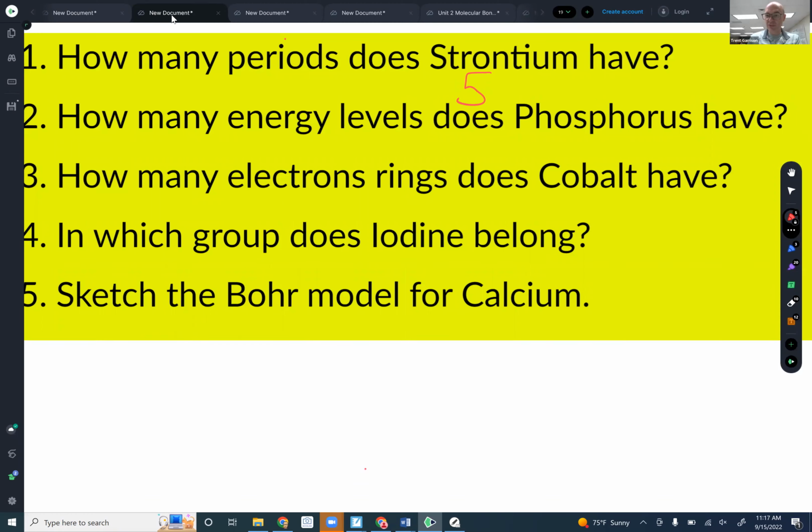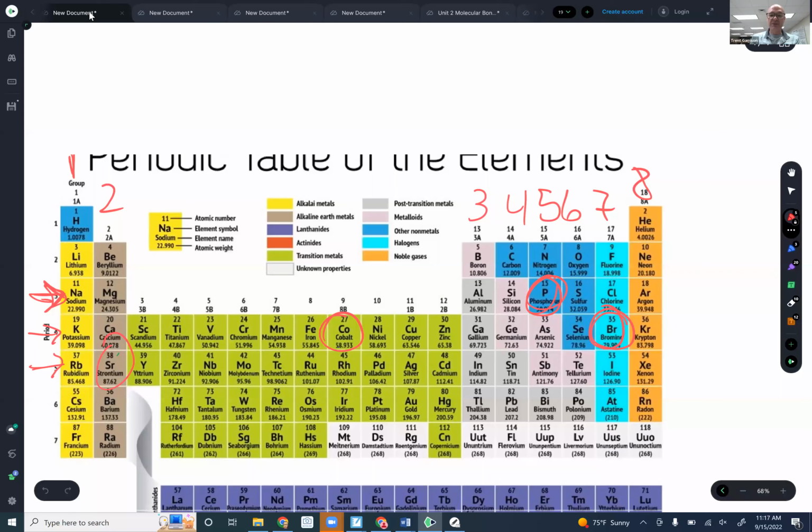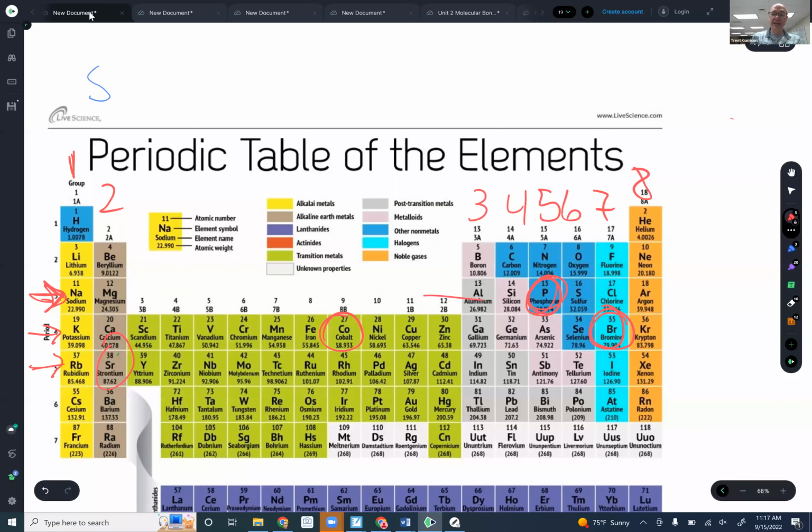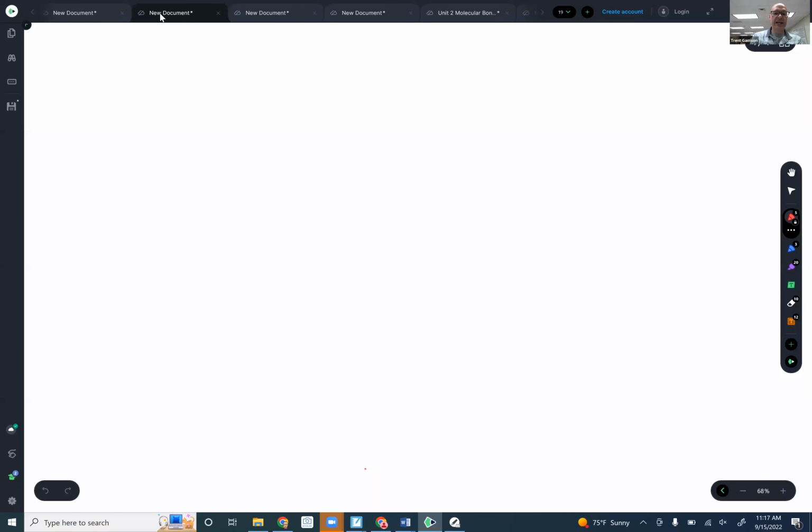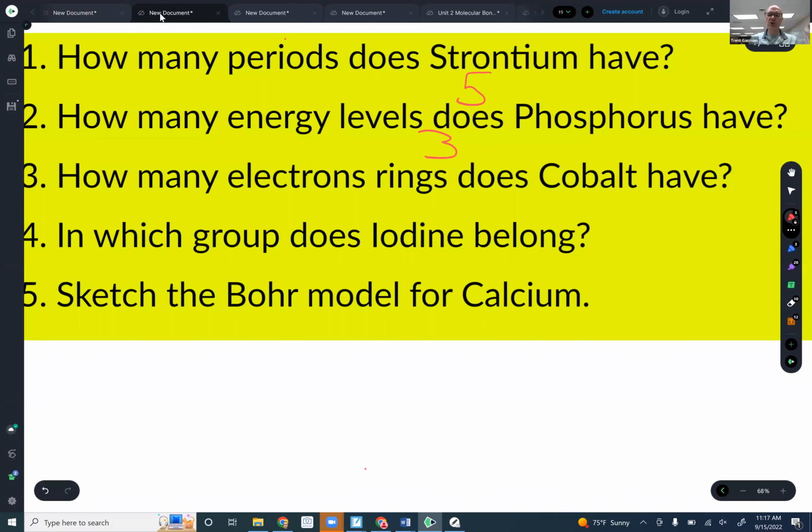How many energy levels does phosphorus have? Well, let's reference back to phosphorus. Phosphorus is over here on the far right side. I should erase all this junk so it's not confusing you. Phosphorus has 3 energy levels. It's on the 3rd energy level. So it has 3.